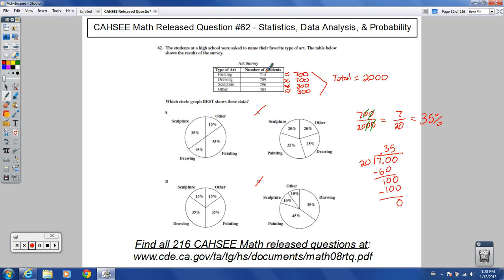Painting and drawing, those should be the bigger ones, the 35% ones. So sculpture should not be the bigger one. It should not be the 35%. So let's see. Sculpture, other, 15, 15. Drawing, painting, 35, 35. Choice B is the right choice for number 62.